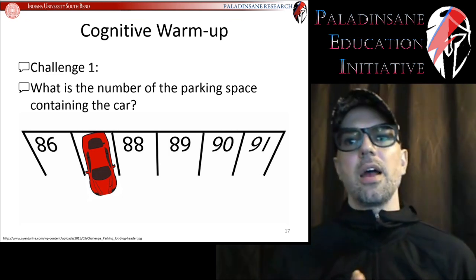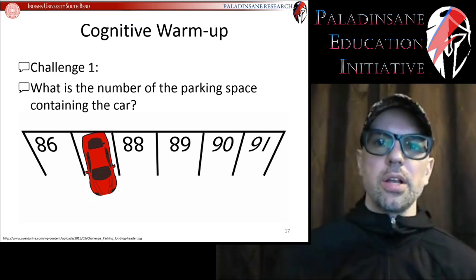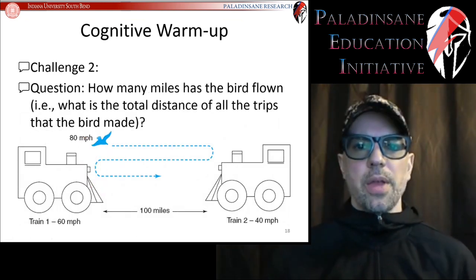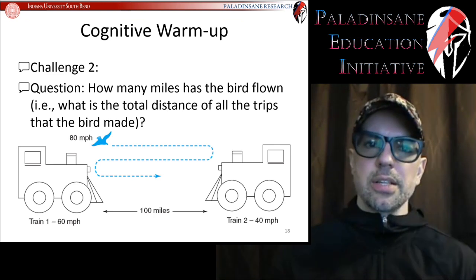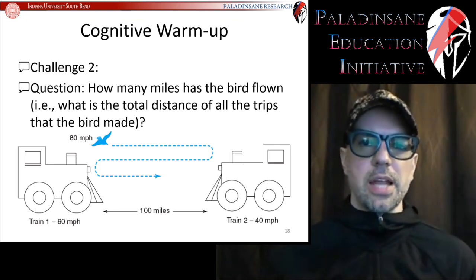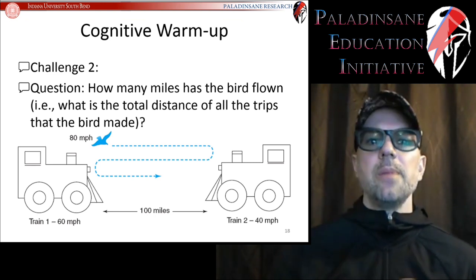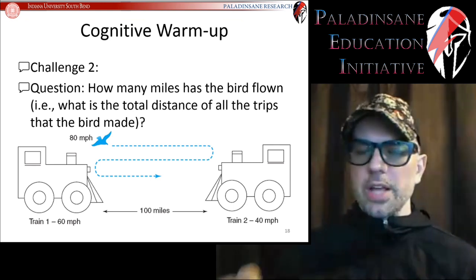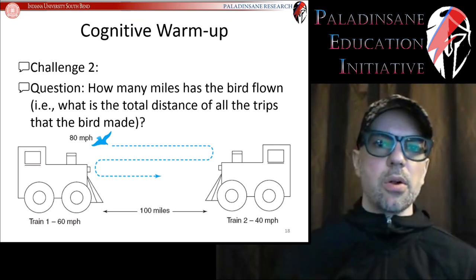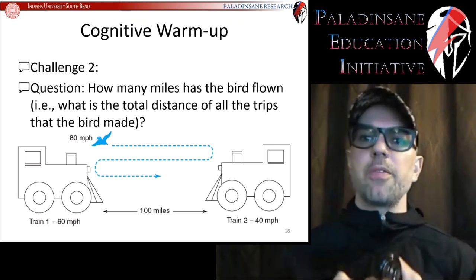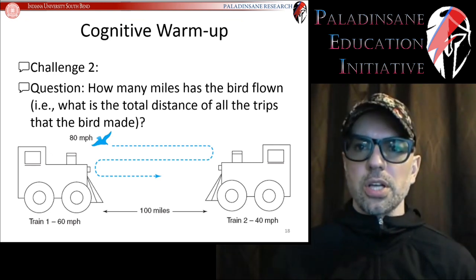Now, this is a very obvious case. We had another one that we looked at in our cognitive warm-up challenge, where we had the problem about the two trains that are about to collide. One is going 60 miles an hour, one is going 40 miles an hour. They're 100 miles away, and as soon as they begin, a bird flies from one train to the other at 80 miles an hour. And we asked, what is the total distance that the bird will fly before those two trains smash into each other?